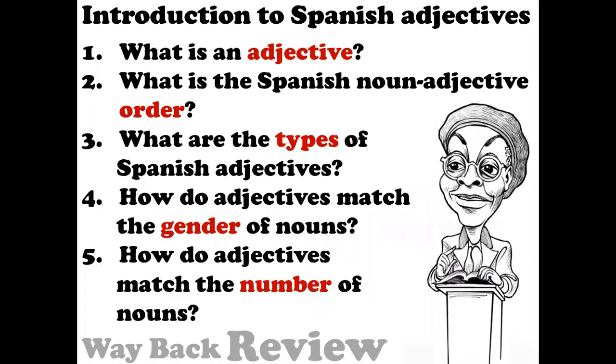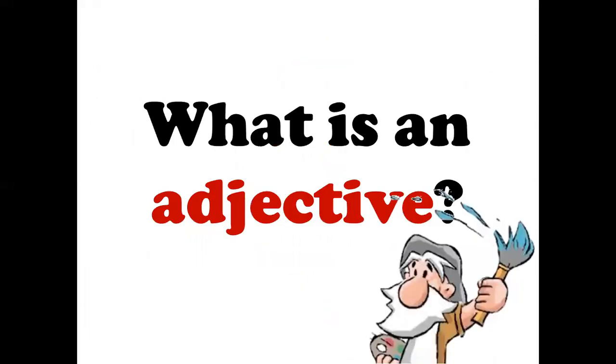So this is our second way back review. This is something that in Spanish 2, especially 3 and 4, you'll be familiar with, but maybe you need a refresher. So this is an introduction to Spanish adjectives. We need to define what is an adjective, what is the Spanish noun adjective order, what are the types of Spanish adjectives, how do adjectives match the gender of nouns, and how do adjectives match the number of nouns? So let's get started. What is an adjective?